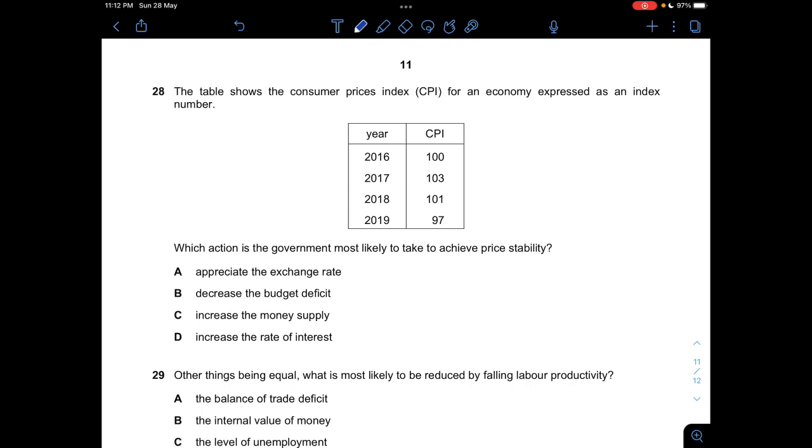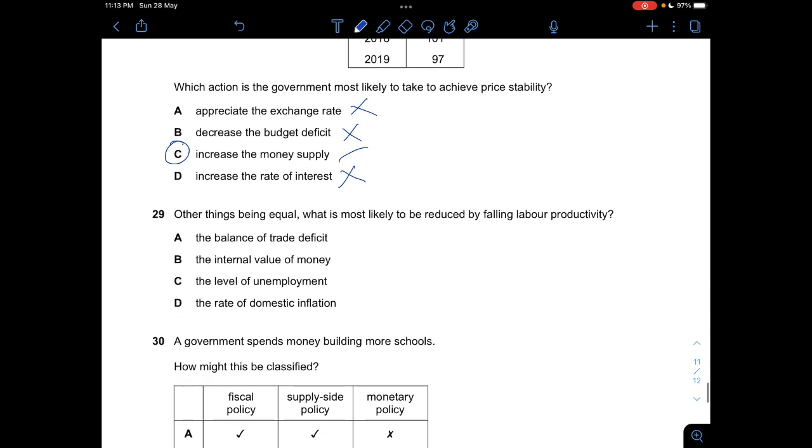So A, it says appreciate the exchange rate, which is not correct. B, it says decrease the budget deficit, which is not correct. C, increase the money supply, which is correct. And D, increase the rate of interest, which is not correct. Because all 3 of these things will result in a decrease in your aggregate demand, which will decrease your price level, which will result in more deflation. So we need to increase the money supply in order to increase our AD. So answer is C.